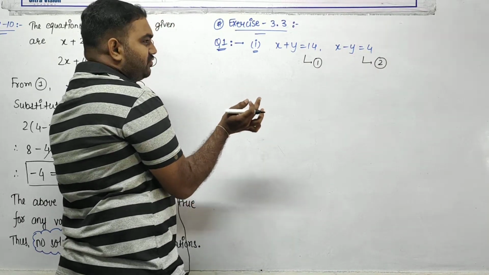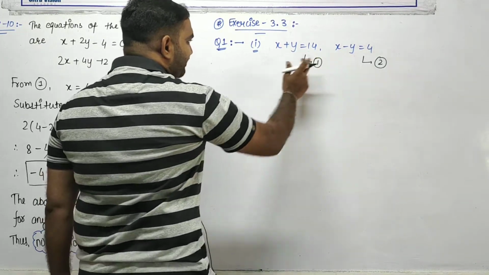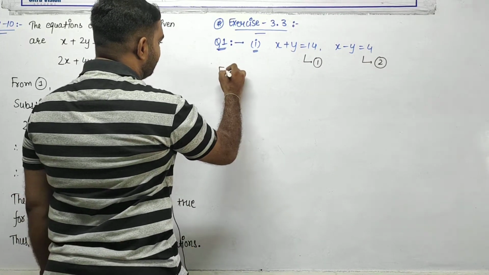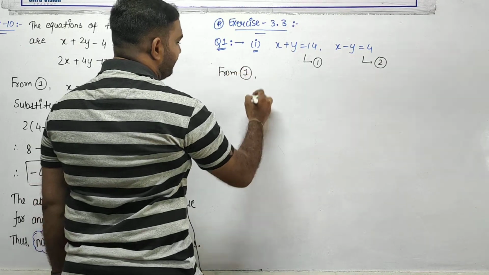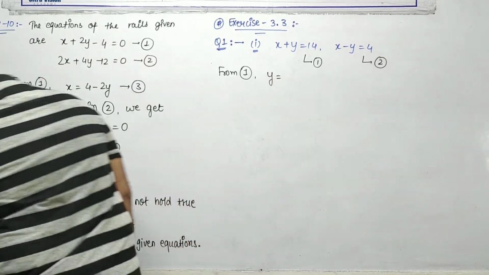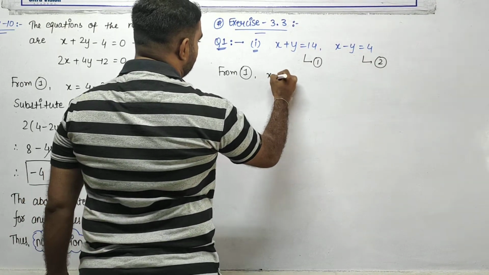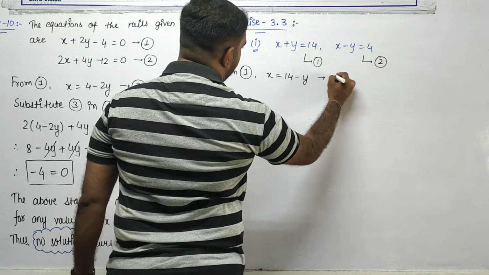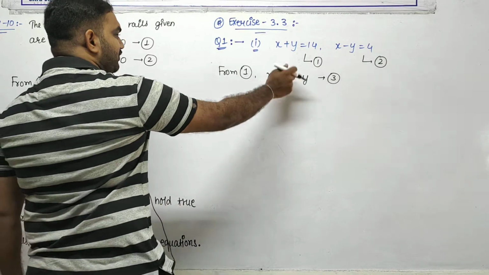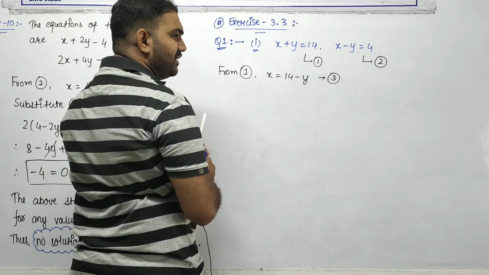Right? So we can use any of the methods. From equation 1, we will make y the subject. So, not y, let us make x the subject. x is equal to 40 minus y, which gives us result number 3. Right? You can also write y equals 40 minus x. There is no issue.